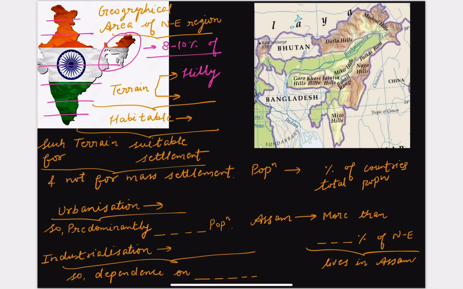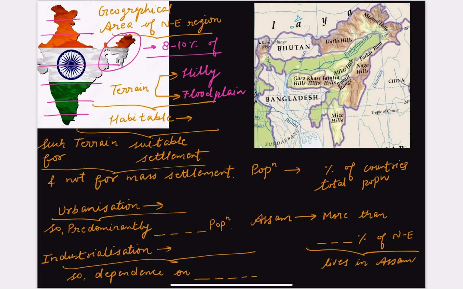Now you can see that there are so many rivers passing through northeast India. This is the Brahmaputra, and the Brahmaputra is responsible for flooding every year in northeast India. Here is the Tista river, and there are so many rivers passing through. Why? It's because it's a hilly area. So the terrain is what? It's also floodplain. Okay, terrain is hilly and floodplain.